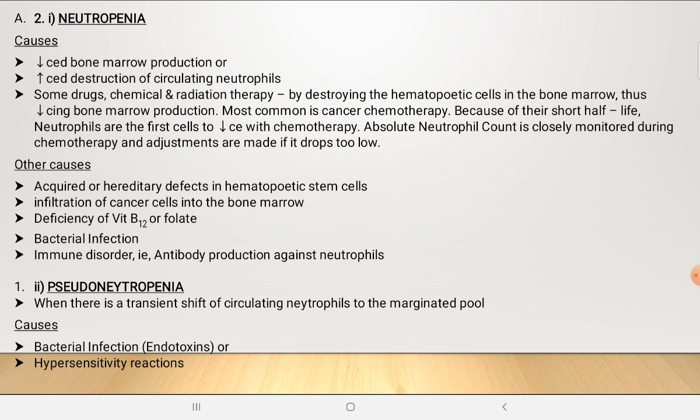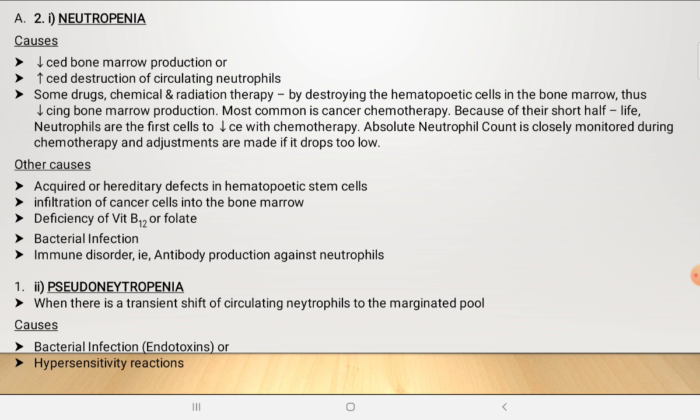Another condition is pseudo-neutropenia, when there is a transient shift of circulating neutrophils to the marginated pool. So from the circulation, it goes back to the marginated pool, where there is a transient shift.